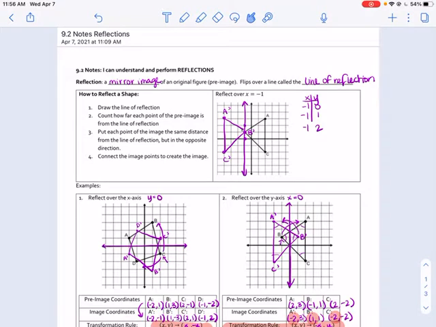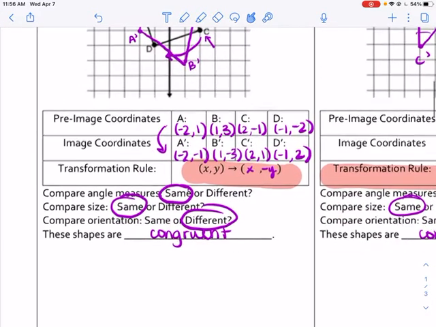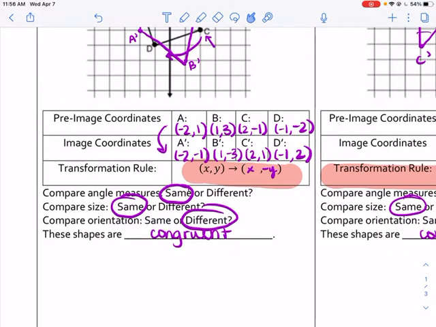In this video, we will be performing reflections when we are given their rule, and we will be identifying reflections that have already occurred. In previous videos, we learned how to draw a reflection when we are just given the line it reflects over, and we developed some rules and noticed some things about reflections, namely that they have the same angle measures, the same size, they are congruent, but they have different orientation.